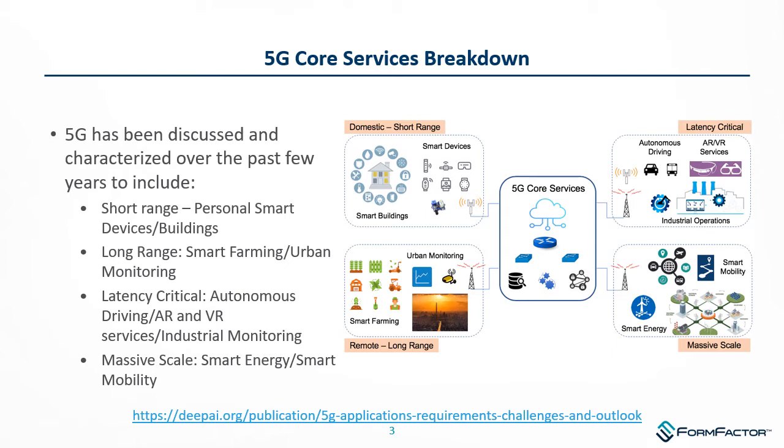The last space is massive scale. This includes smart energy, where it will be monitoring the entire power grid network as well as redistributing the power as needed. And then smart mobility, which would be able to redistribute the network and loading of the various parts of the network as needed.